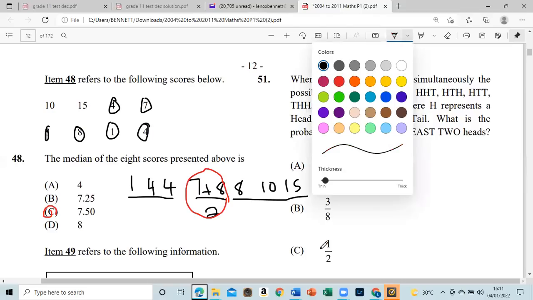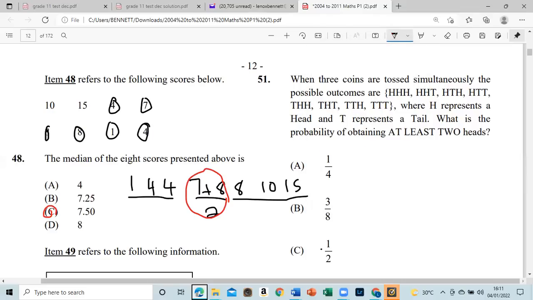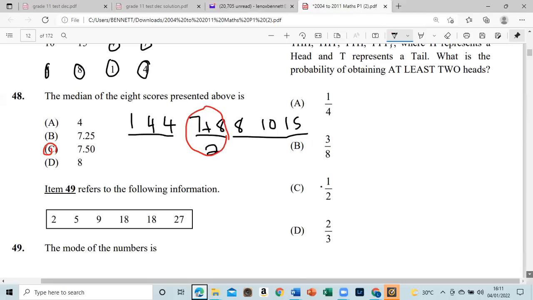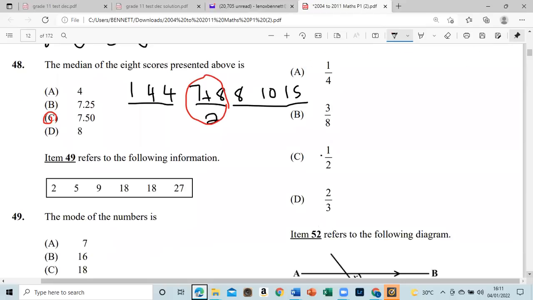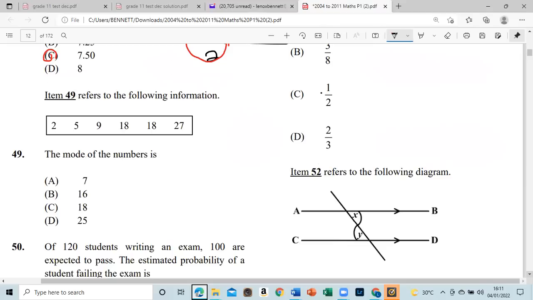Let's move on to 49. The mode of the following numbers. Oh yeah, I see it. The number that occurs the most, which is 8. That's C because 18 occurs 2 times.